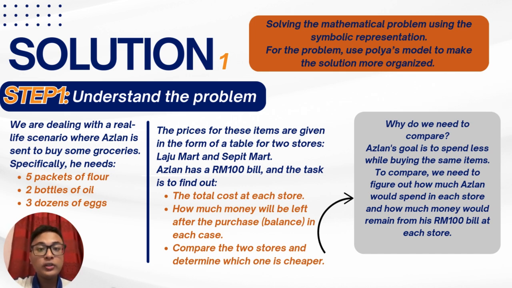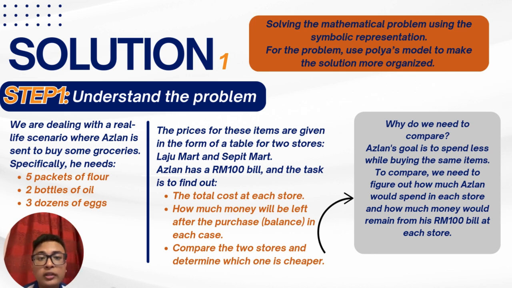For solution 1, I'm solving the mathematical problem using symbolic representation. Symbolic representation uses normal symbols, like plus, minus, divide, and times, and we also use unknowns, such as letters, to represent the items, for example the flour. For this problem, I'm using the Polya model to make the solution more organized. So for step 1, I understand the problem.